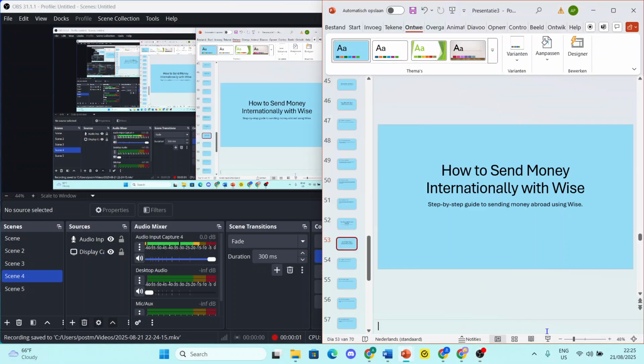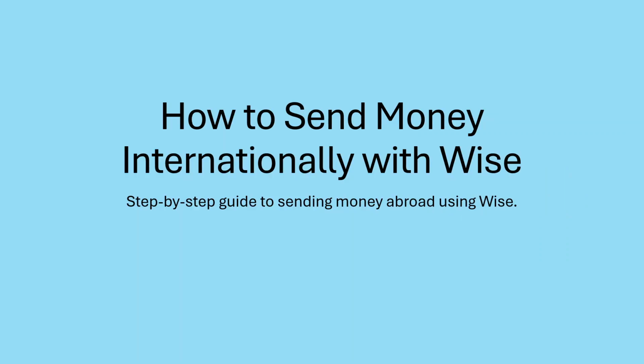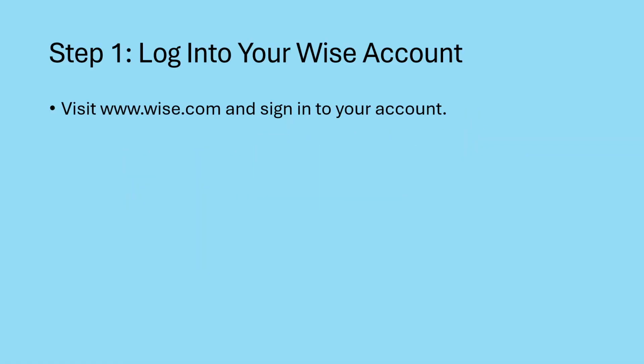In this video, I'll show you how to send money internationally with Wise. Step 1. Log into your Wise account. Visit wise.com and sign into your account. I will leave a link to wise.com in the description down below.